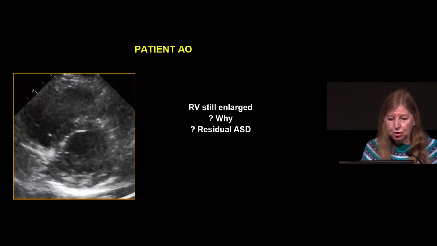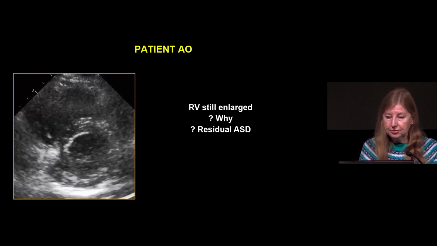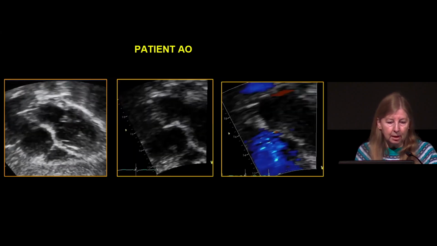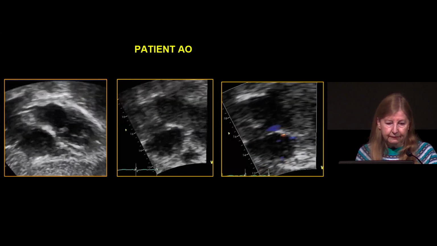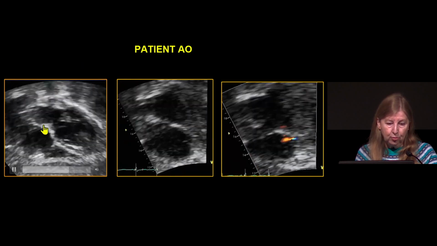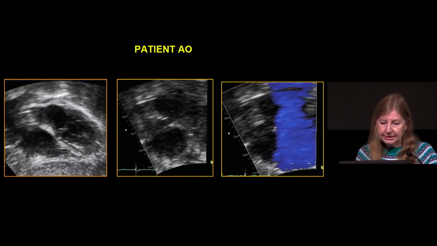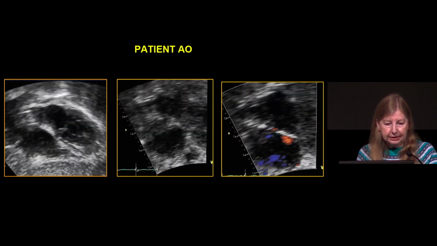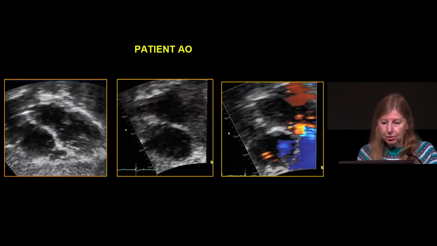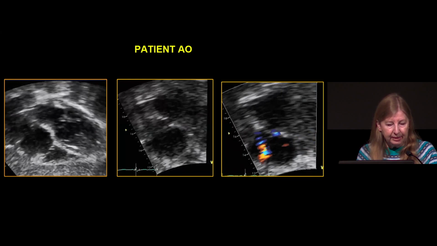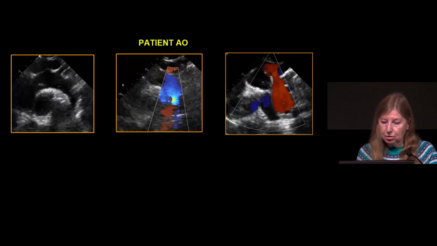Has she got a residual ASD? Why hasn't the RV remodeled favorably? So again, we're zooming our attention onto the atrial septum. Again, this is apex down format. And in the area of the fossa ovalis, it looks a bit redundant, but we're certainly not seeing any significant color flow across where a secundum ASD patch has been. So again, why is the RV enlarged?